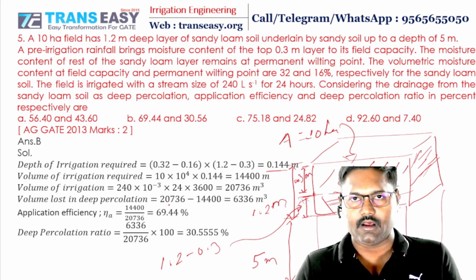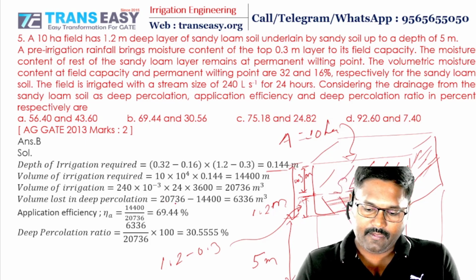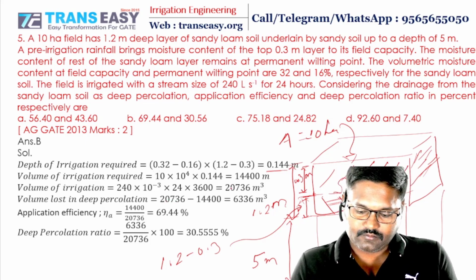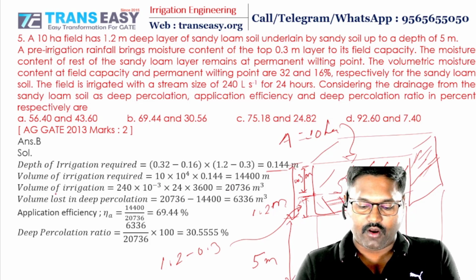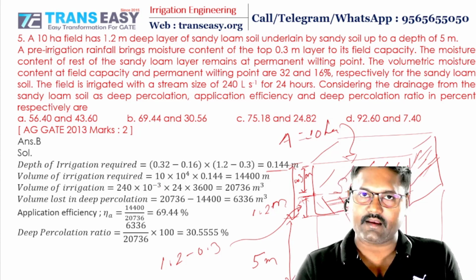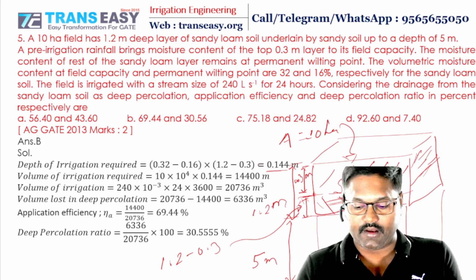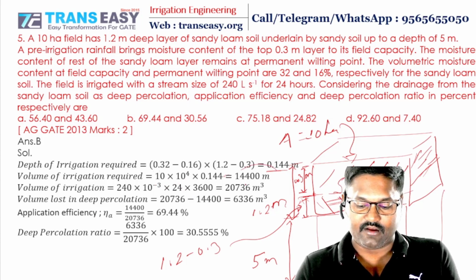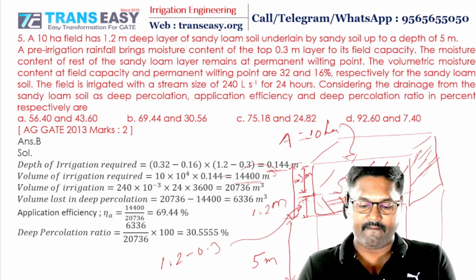Volume of irrigation required. This is calculated from stream size. Required volume of irrigation required, right? So 10 hectare is area of the field, 10 into 10 raised to power 4 into depth of irrigation required. This is the volume of irrigation required in meter cube.